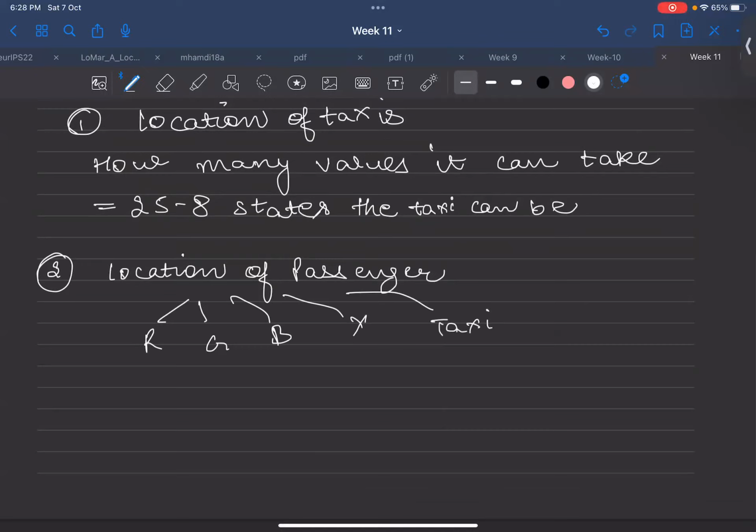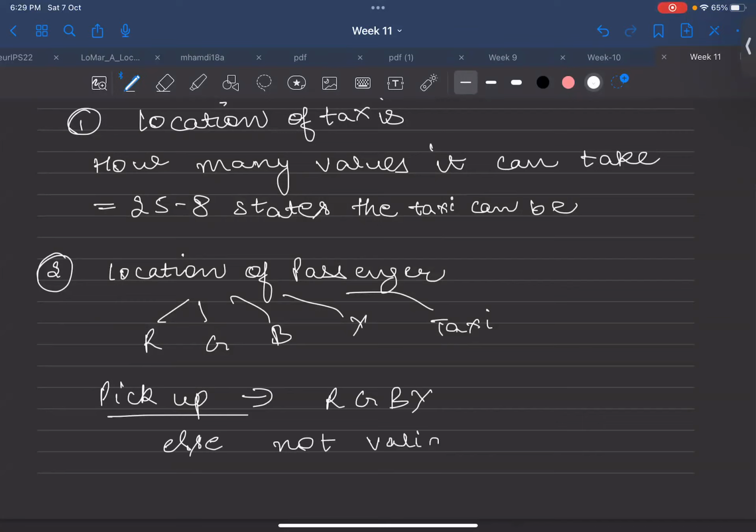So where is pickup valid? When can the taxi pick up the passenger? Can I say when the passenger is in R, G, B, Y, then the taxi can pick up? Obviously, if the passenger is in the taxi itself, then there is no point of pickup.